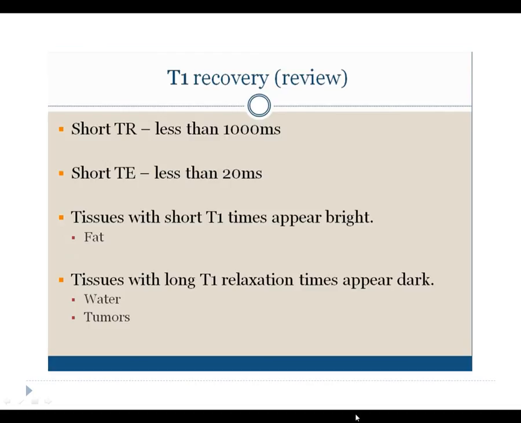Properties of a T1 weighted image are a short repetition time that is less than 1,000 milliseconds and a short echo time that is less than 20 milliseconds. Tissues with short T1 times, like fat, will appear bright on the MR image. Tissues with long T1 relaxation times, like water or tumors, will appear dark on a T1 weighted image.